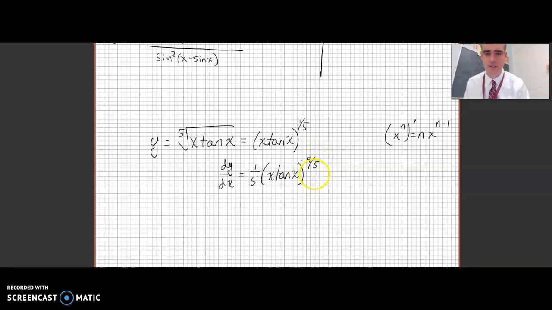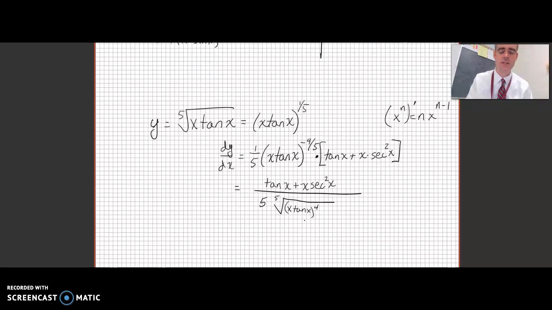Now I have to multiply by what's inside. This is going to be times the derivative of that x tan x, which is the derivative of the first, which is just 1, times the second, plus the first times the derivative of the second, which here is secant squared of x. This is really ugly, but we can simplify it a little bit. We can keep this as tan x plus x secant squared x. The 5 can go down in the denominator, and this thing is the fifth root of x tan x to the 4th power.